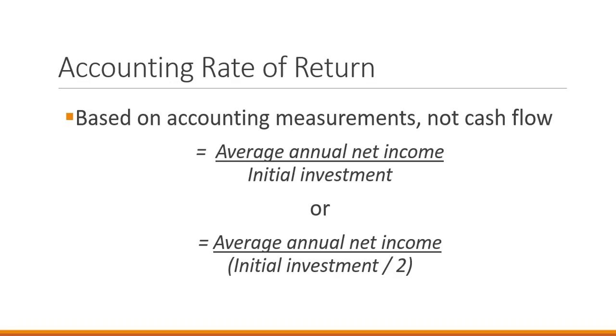The accounting rate of return is based on accounting, and the primary accounting measurement for this calculation is net income, which is a different number than cash flow, primarily because of depreciation. So our formula is average annual net income divided by initial investment. Occasionally you will see this calculated as the initial investment divided by 2, based on a different perspective on what we're investing to generate the accounting return. We'll use the first formula here on the screen for our calculations.